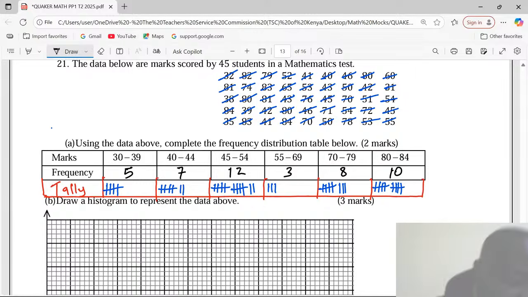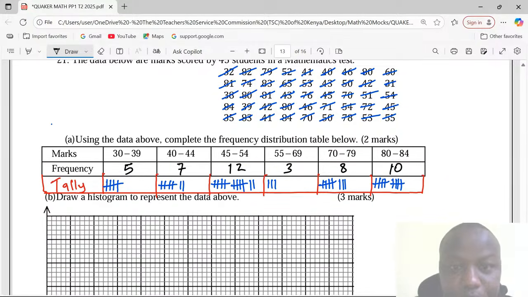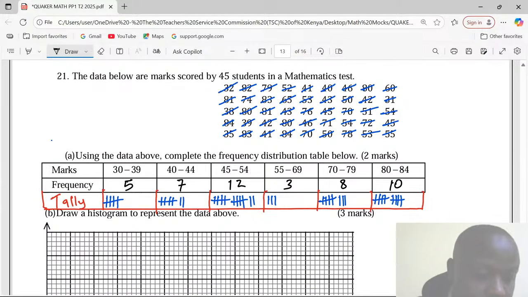That way. So the tallying column is not compulsory, but it is usually good. It helps you improve your accuracy.